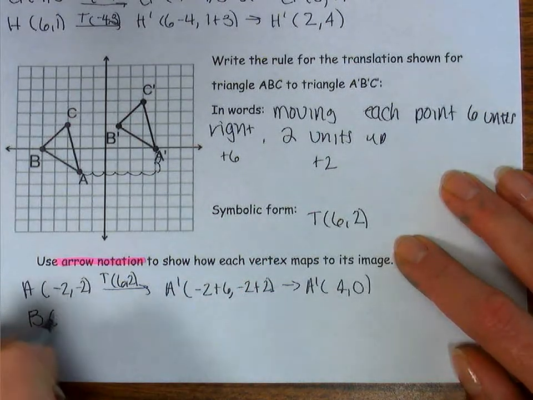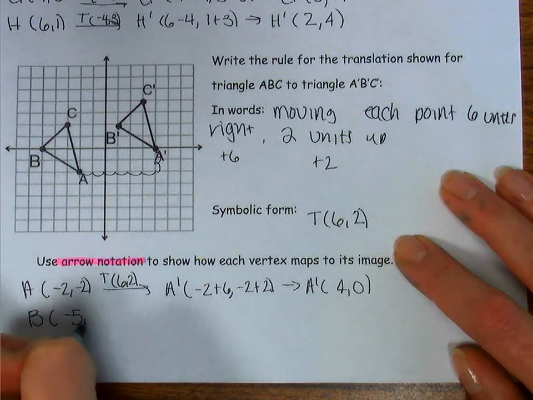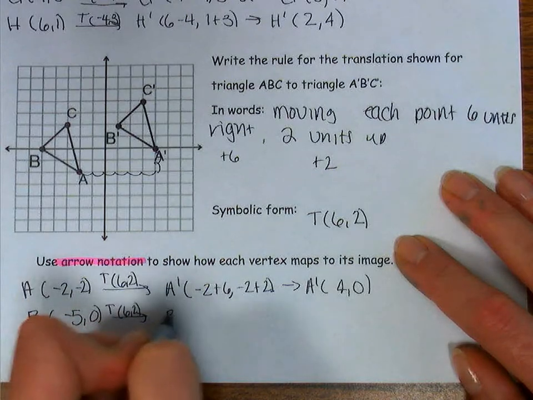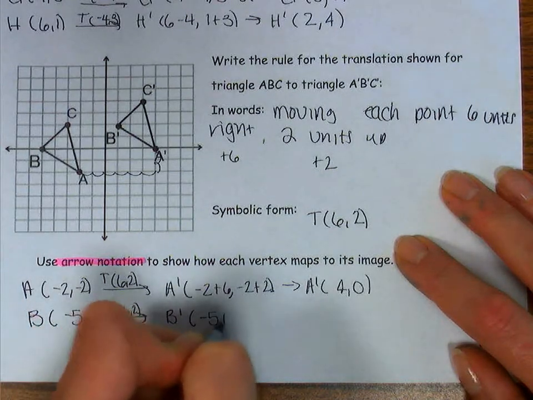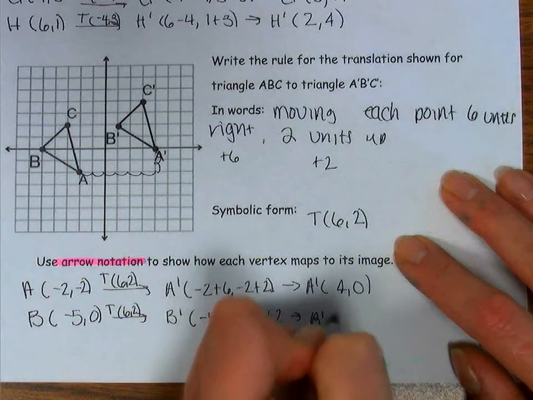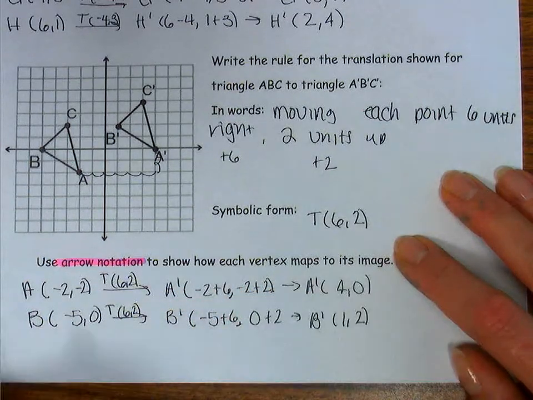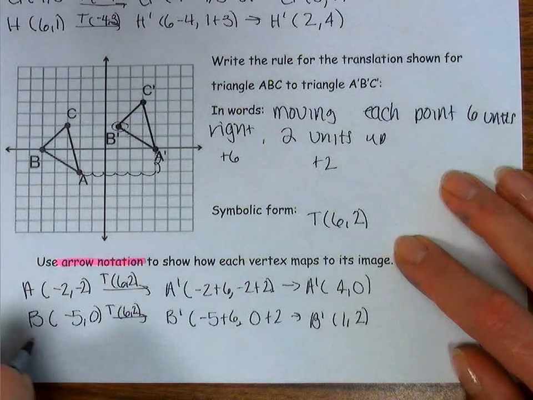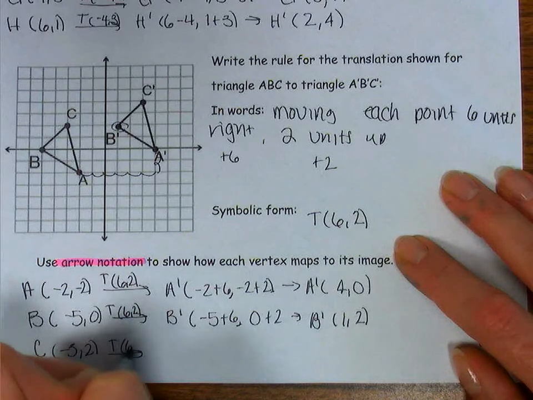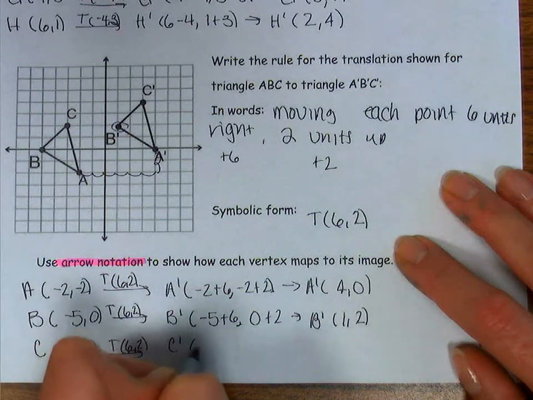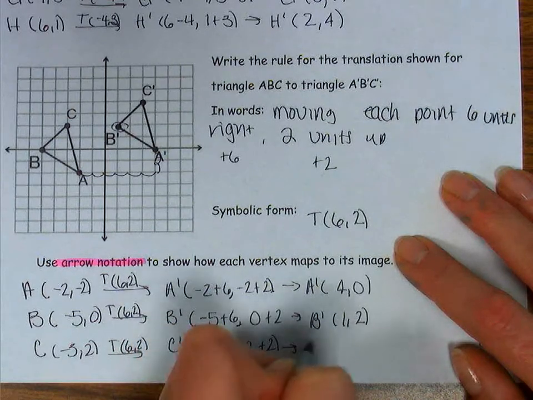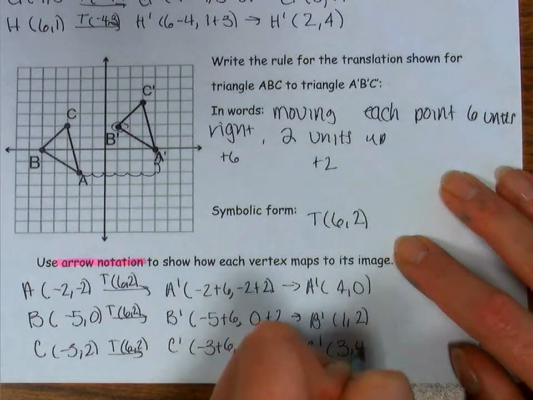B, the coordinates of B are -5, 0. Using that same rule, 6, 2, B prime is -5 plus 6, 0 plus 2. So B prime happens to be 1, 2, and that totally is true. And then C, -3, 2. Translating 6, 2, C prime is -3 plus 6, 2 plus 2. And C prime is 3, 4.